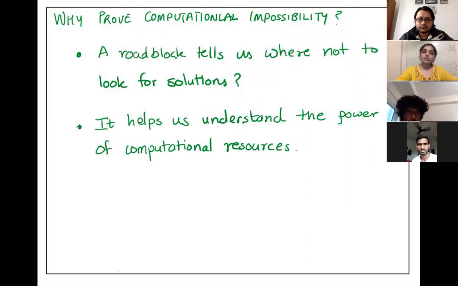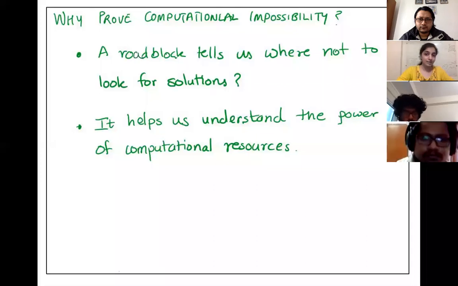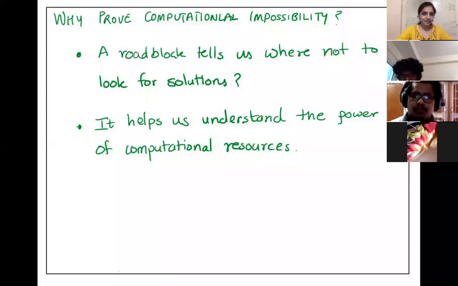In computation, it also helps us understand the power of computational resources. So it tells us, if n cube amount of time cannot solve a certain question, it tells you something about the n cube amount of time as well, that it is constrained in a certain way.